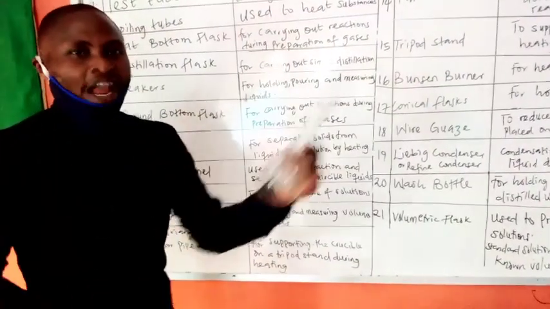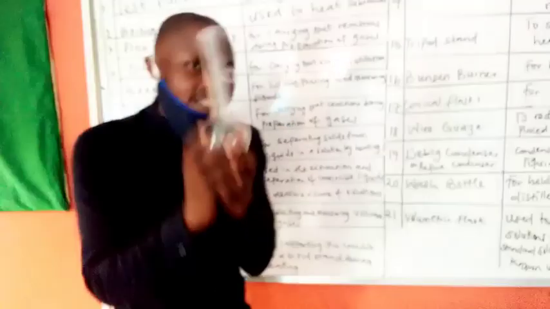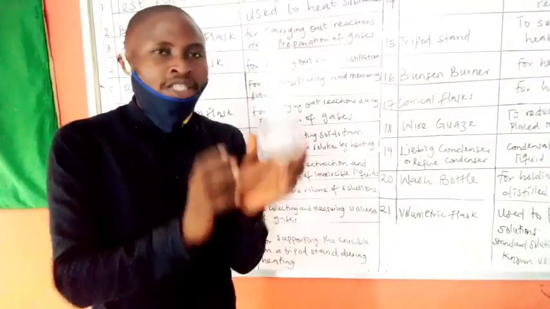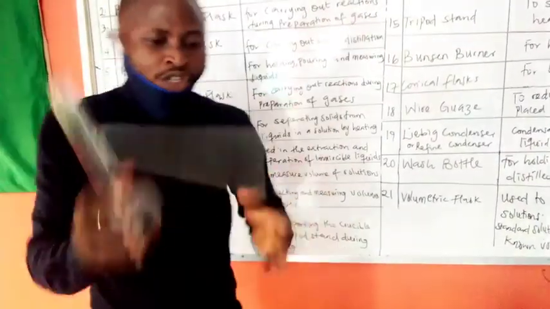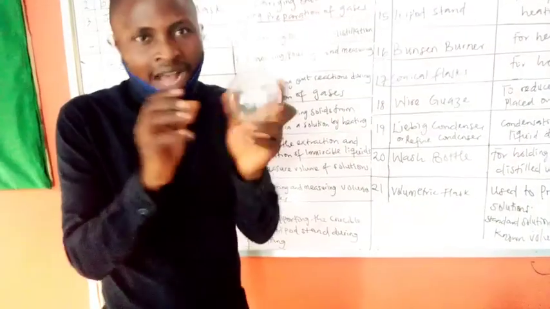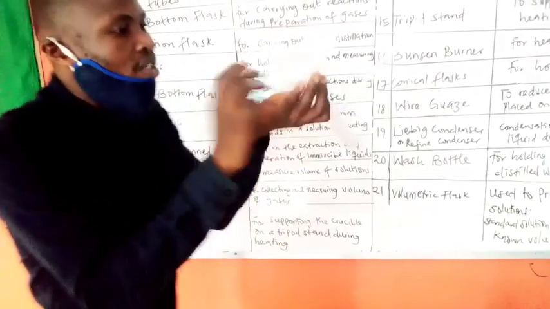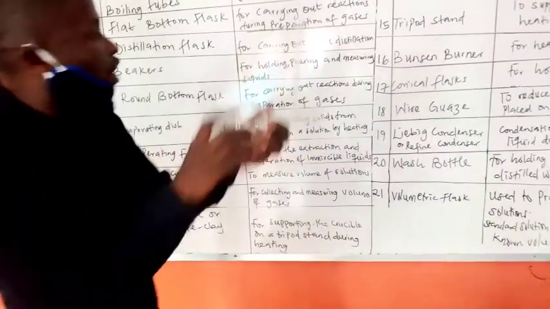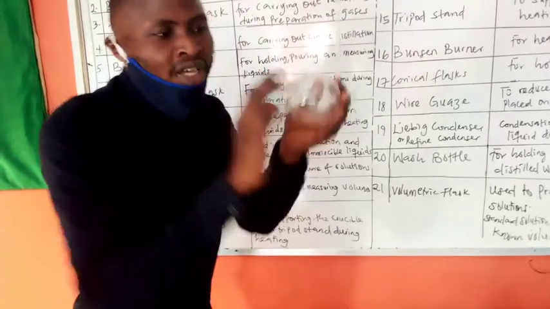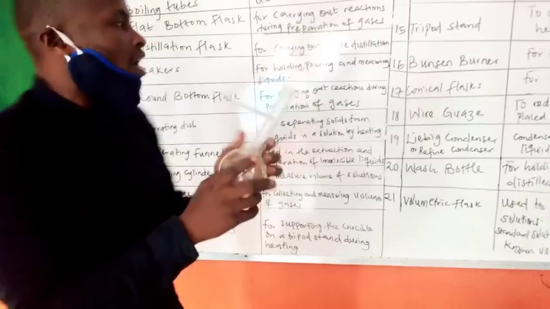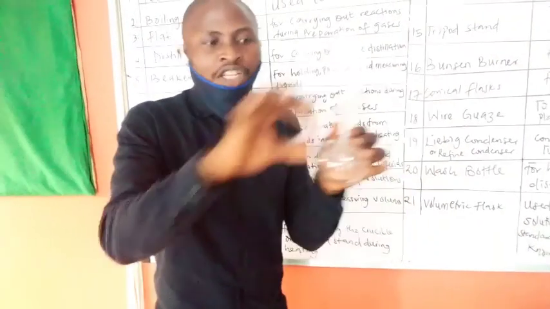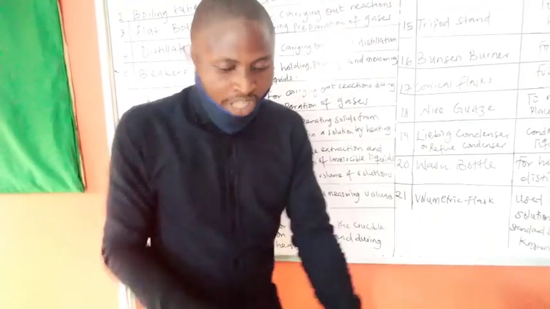Then we have what we call the distillation flask. This is what the distillation flask is all about. You may be told to draw it. I didn't think we have enough time, I would have sketched each of these for you. But with this, I believe you can sketch it on your own. This is what we call the distillation flask. It doesn't have a flat bottom. It has a round bottom. So it is used for carrying out simple distillation, the separation technique. I believe you know what that is all about.